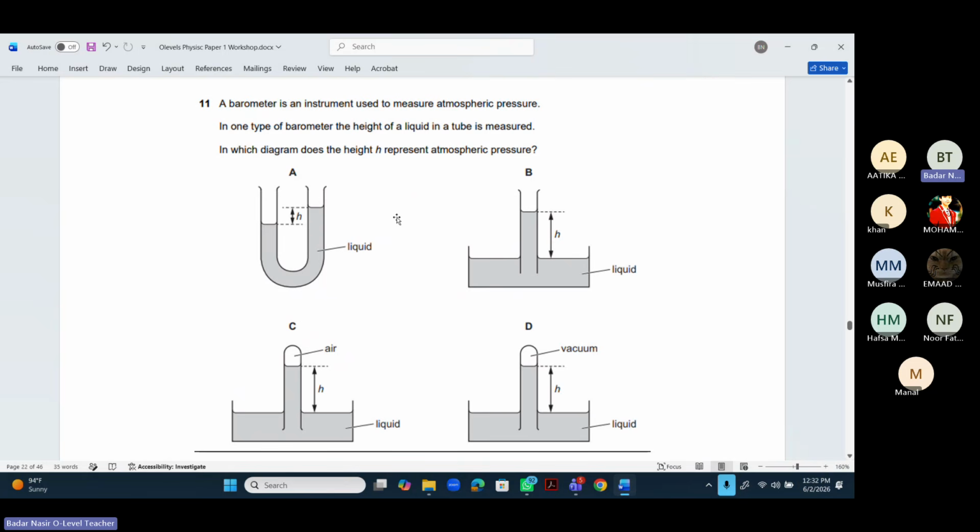A barometer is an instrument used to measure atmospheric pressure. In one type of barometer, height of liquid in a tube is measured. In which diagram does the height h represent atmospheric pressure?